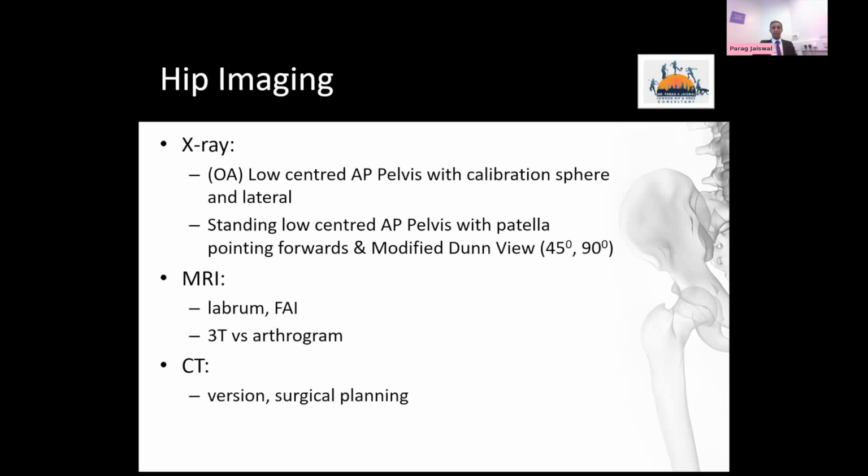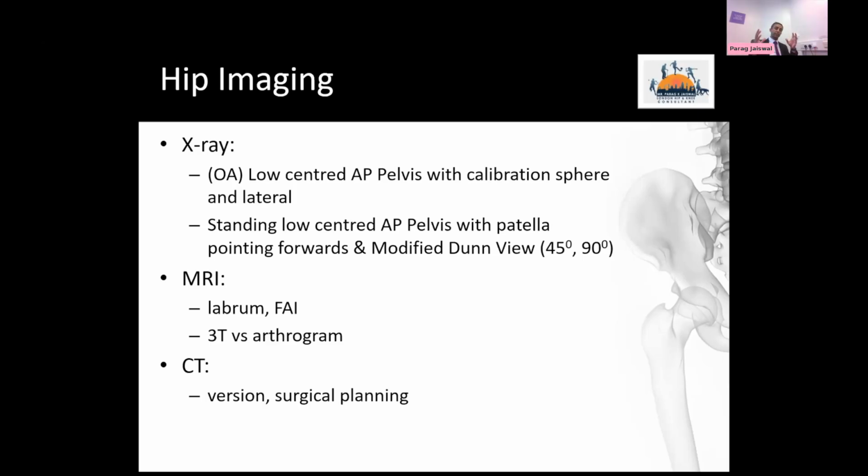So imaging of the hip. X-rays are very quick and easy to do and actually can give me a lot of information. These are the X-rays I like to do. So if I think a patient has arthritis, I ask for a low-centered AP pelvis so I can see some of the proximal femora. I always ask for a calibration sphere because I use software which allows me to calibrate with the degree of magnification and plan my hip surgery.